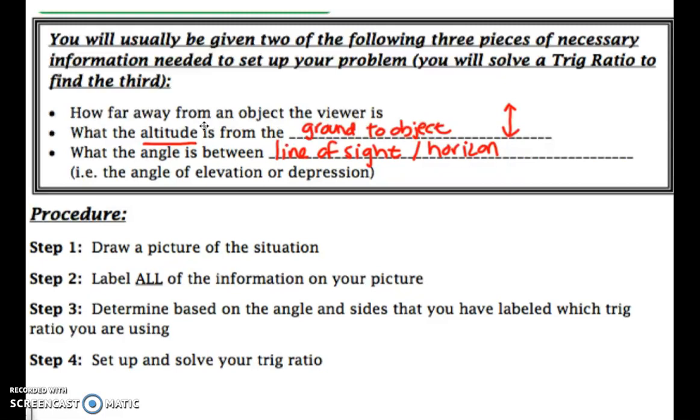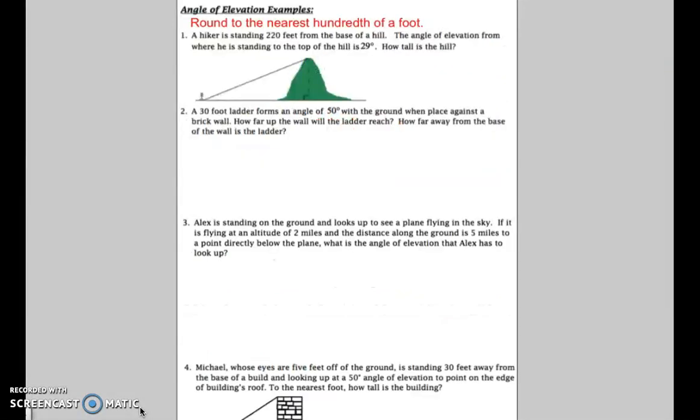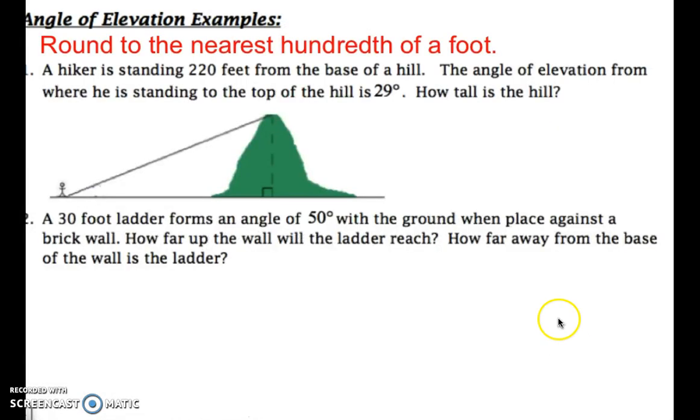So first step is to draw a picture. Have so much fun with this. Step 2 is to label all the information, and then step 3 is to determine which trig ratio to use, and then set up and solve. Okay, so let's look at some examples. So we're going to round to the nearest hundredth of a foot for sides, and then round to the nearest degree for angle.